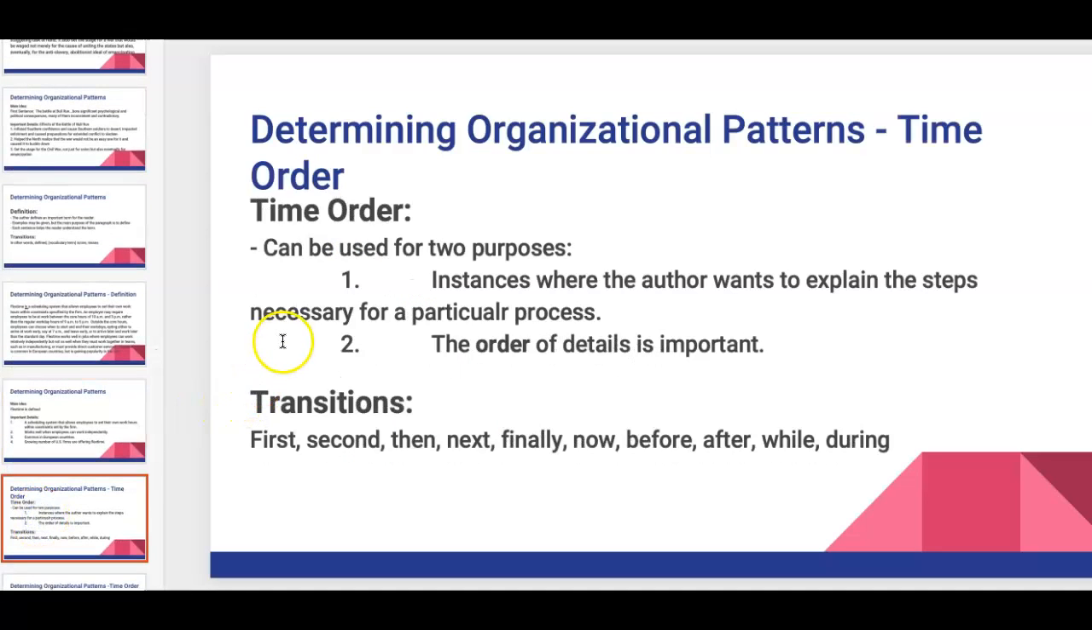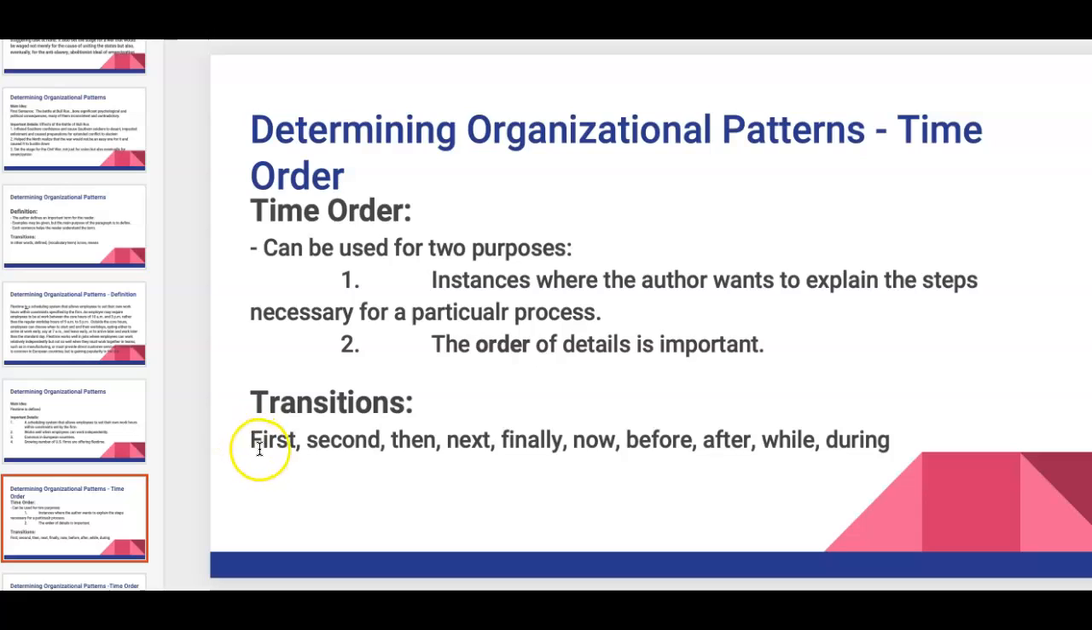Next, time order. These can be used for two purposes. One, when the author wants to explain the steps necessary for a particular process, or that the order of details is important. If you remember at the very beginning of this, I said during the examples paragraph that it didn't matter what order things were in. In time order, it does matter. And that's kind of the difference between the two of them. You're talking chronological order. And so the detail order is important.